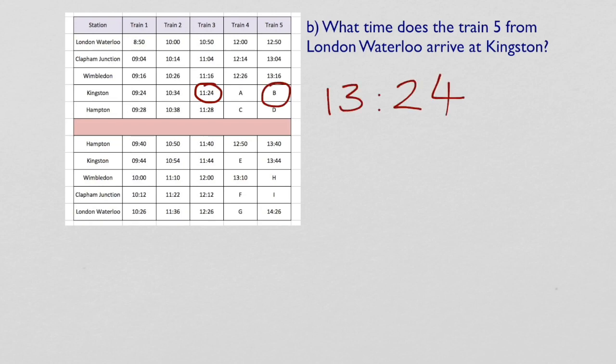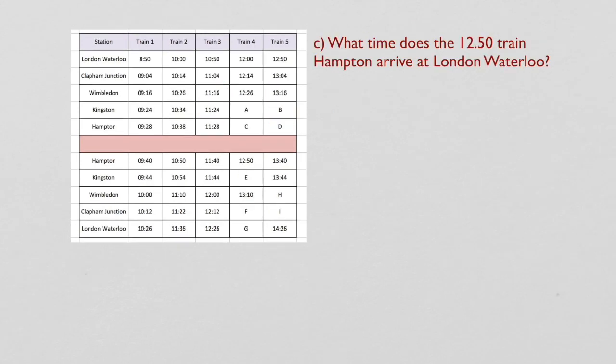Part C, what time does the 12:50 train from Hampton arrive at London Waterloo? Okay, so now the timetable is going the other way. So we have to look at the second half at the bottom, and it's from Hampton at 12:50. So we're looking at that part there, and we need to work out what time it arrives in London Waterloo. So look at the pattern from the other times. We're going to have a look at train 2 that left at 10:50 and that arrived in London Waterloo at 11:36. So the 12:50 train will arrive 2 hours later than 11:36, so 13:36.